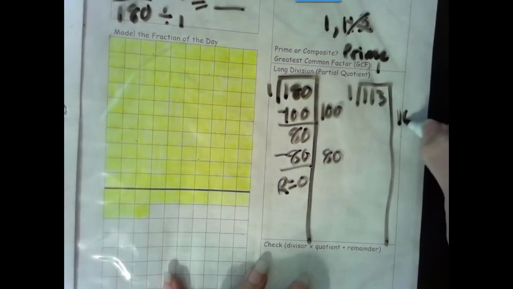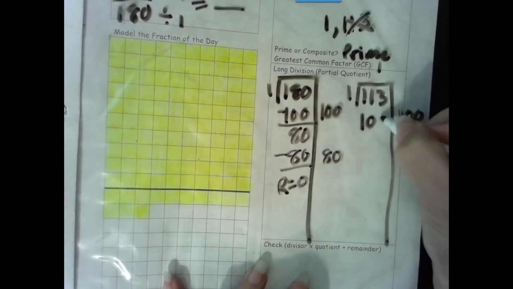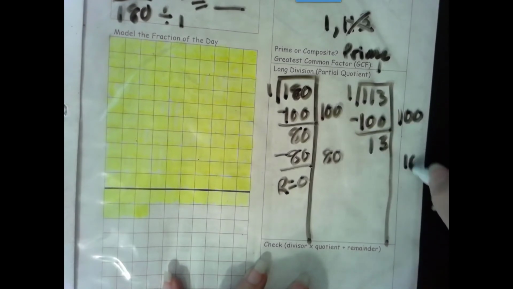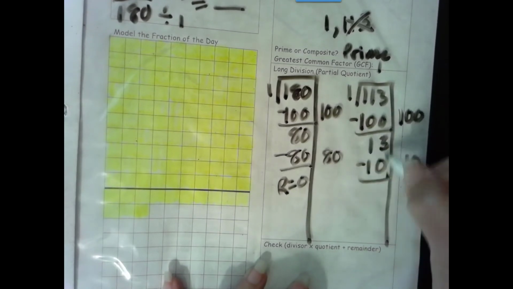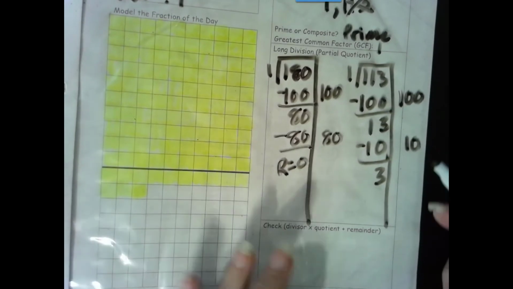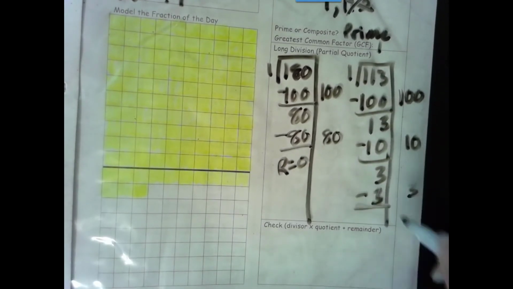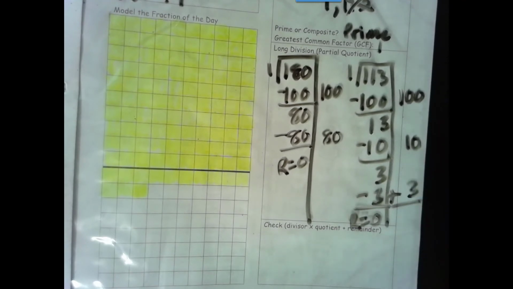Okay, 100 times 1 is 100. More on top, no need to stop. 10 times 1 is 10. More on top, no need to stop. Numbers the same, zeros a game. 3 times 1 is 3. Numbers the same, zeros a game. Add up our partial quotients. We get 113. 3 plus 0 plus 0 is 3. 1 plus 0 is 1, and 1.